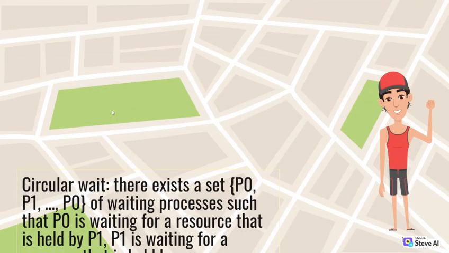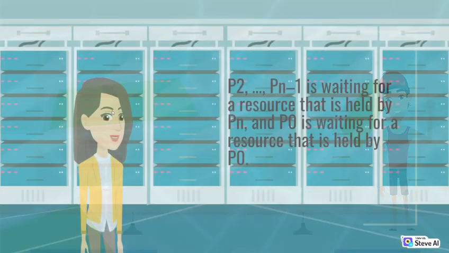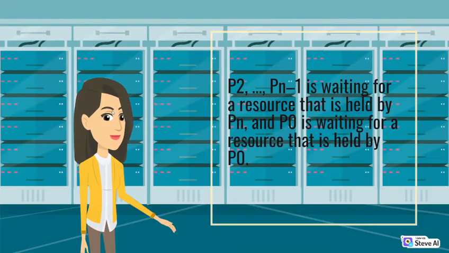Circular wait. There exists a set {P0, P1, ..., Pn} of waiting processes such that P0 is waiting for a resource that is held by P1, P1 is waiting for a resource that is held by P2, ..., Pn-1 is waiting for a resource that is held by Pn, and Pn is waiting for a resource that is held by P0.